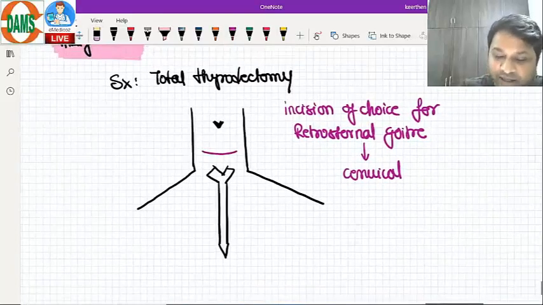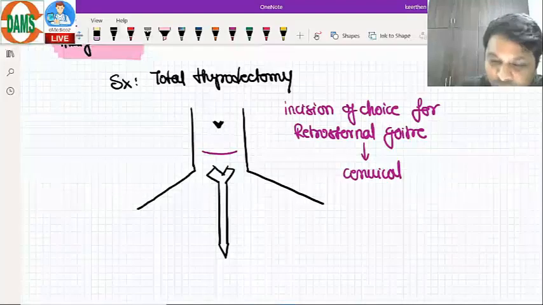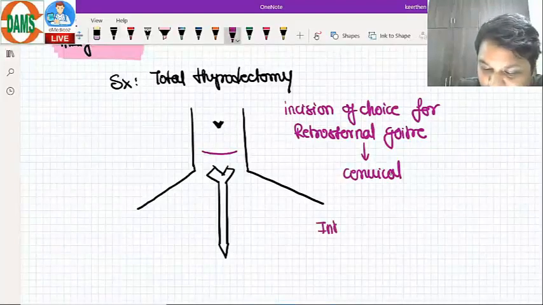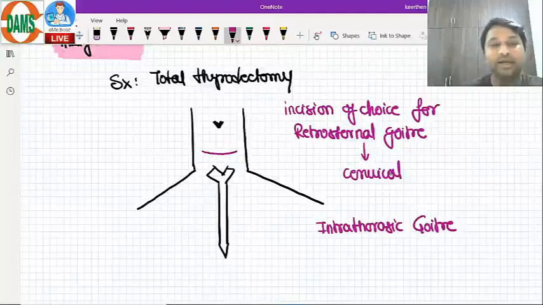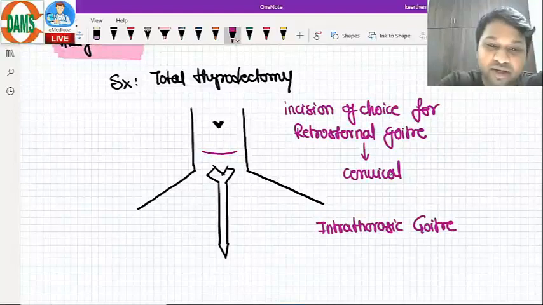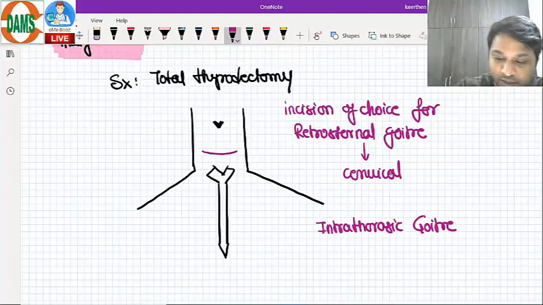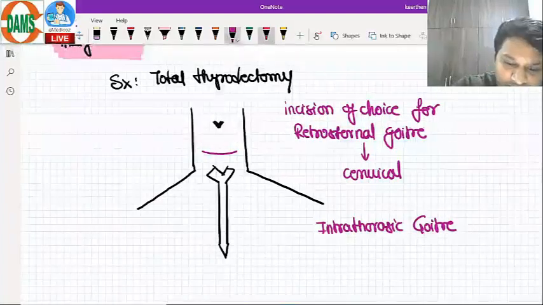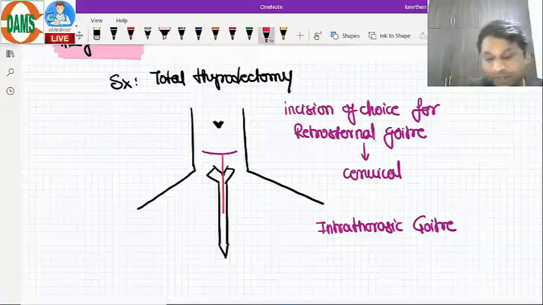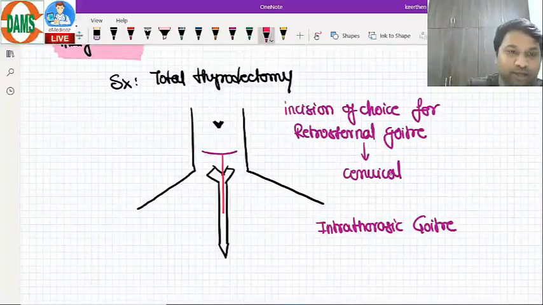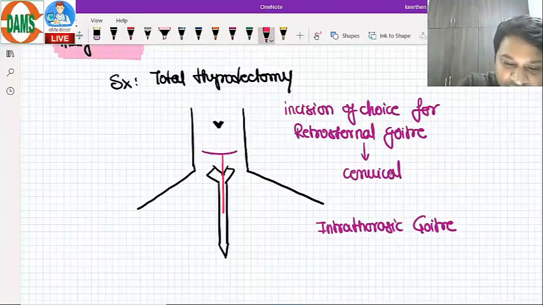If they specifically ask you the incision of choice for intrathoracic goiter, intrathoracic goiter never comes into the cervical region, so you will not be able to go through it. So in order to address the intrathoracic goiter, the incision of choice is going to be the median sternostomy. Now the question is, what is the extent? Until where would you like to do it? Remember, we do it until the third intercostal space.